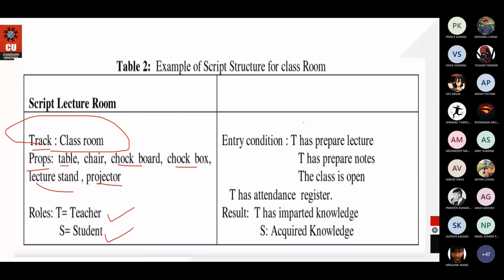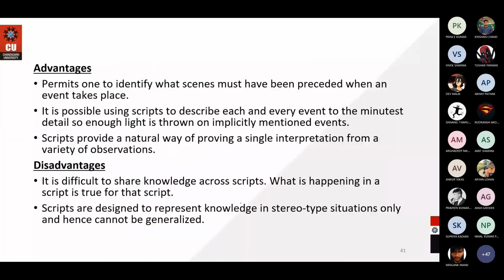Entry condition for the teacher will be that the teacher has to prepare the lecture before entering. The teacher has prepared the notes and the class is open. Then the teacher has an attendance register, that is the entry condition again. Then we have results. In the results, the teacher has imparted the knowledge, the teacher has presented his or her lecture, and the student has acquired the knowledge. So these are the results of a script for a classroom.